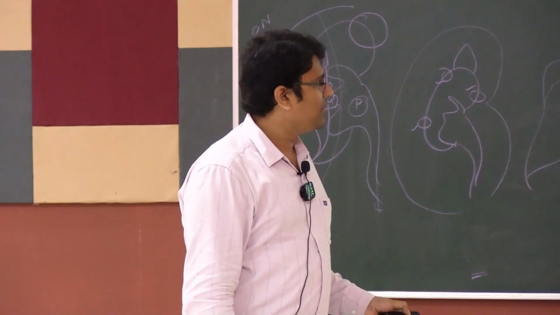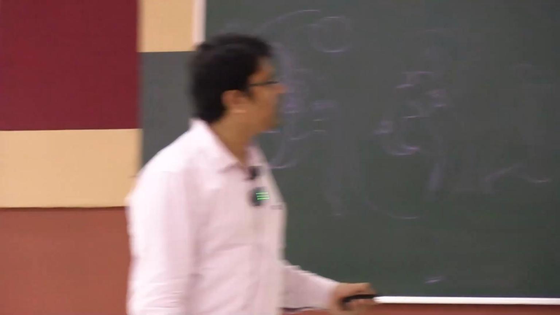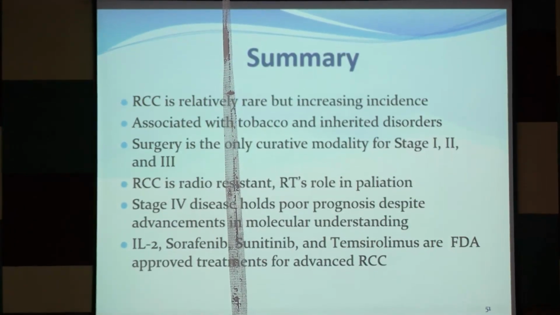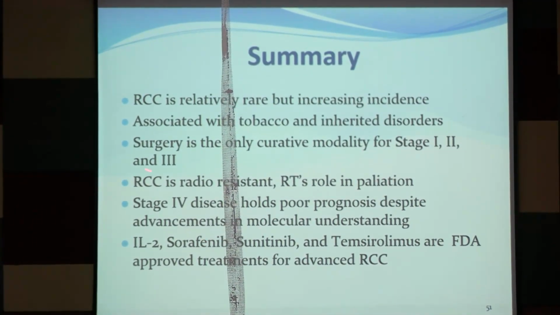So for immunotherapy, I have just told you, remember these two names. Apart from these, bevacizumab, sorafenib and temsirolimus. So this is basically the thing.